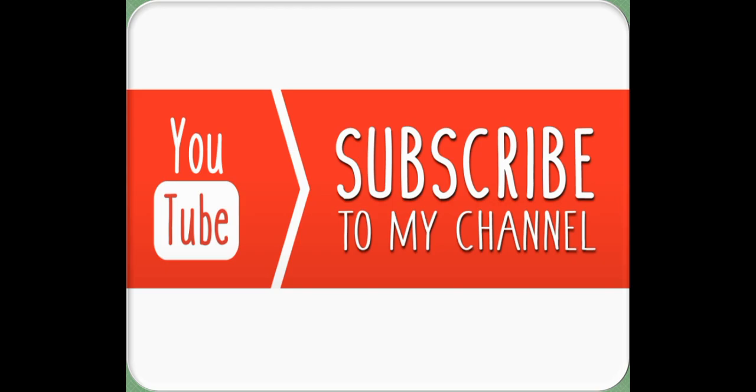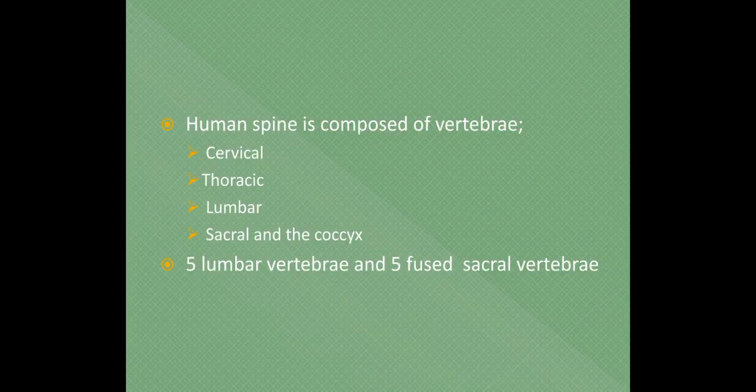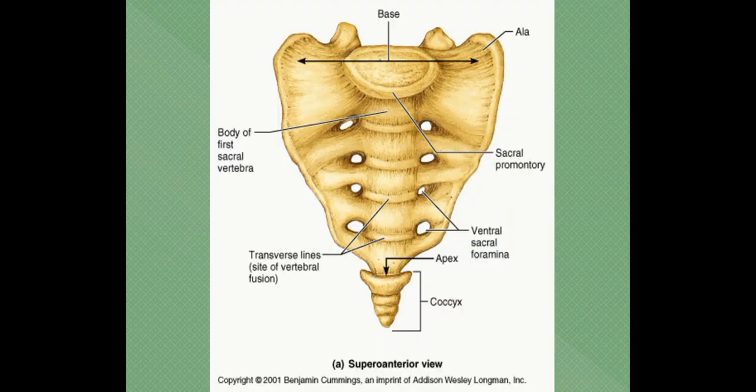So the human spine is composed of vertebrae: cervical, thoracic, lumbar, sacral and coccyx. There are 5 lumbar vertebrae and 5 fused sacral vertebrae in our spine. So this is the normal anatomy of the sacrum.